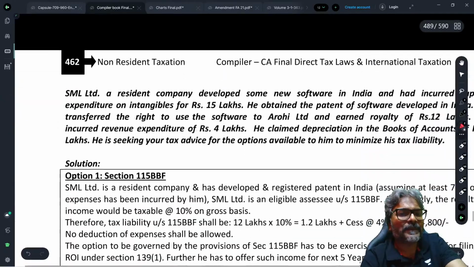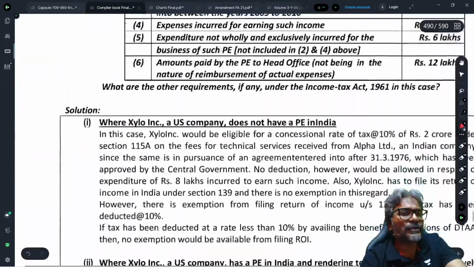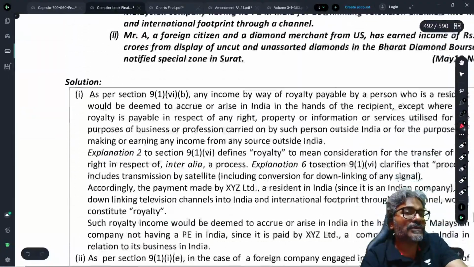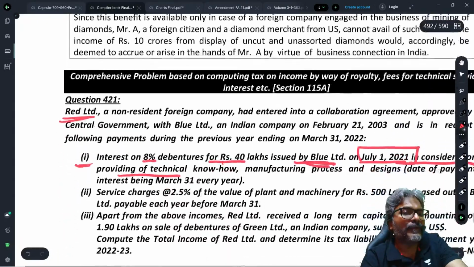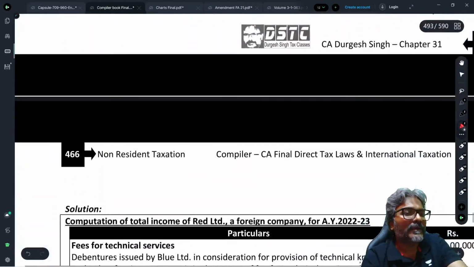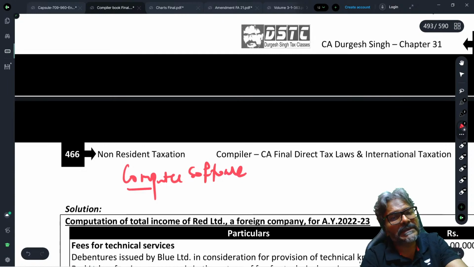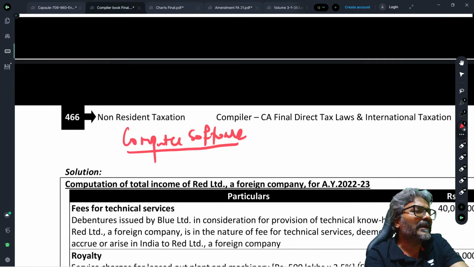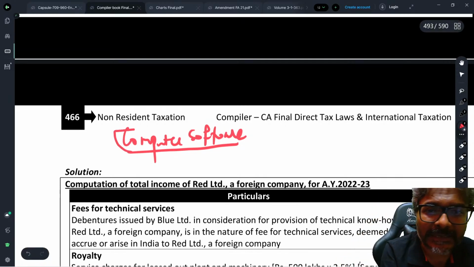Now the next particular point, students, as I was telling to all of you, one last question which is there, and that is a case law. Which case law, students? Royalty and FTS. The case law on royalty, if you remember the case law which I was talking about, computer software. Have you done this case law, students, from my case law lecture? This computer software case law.